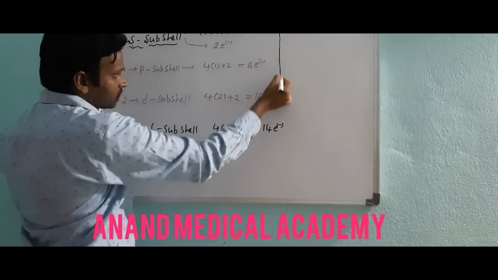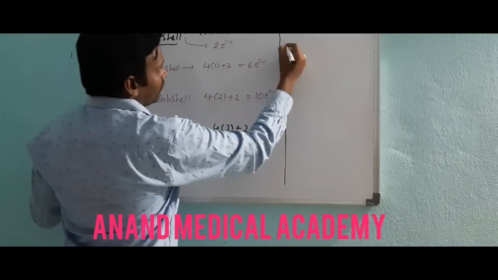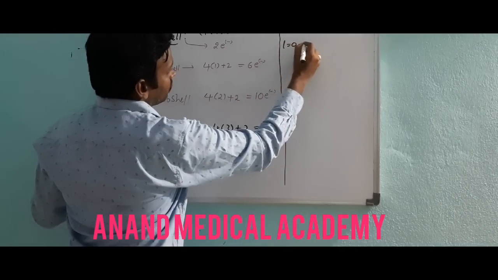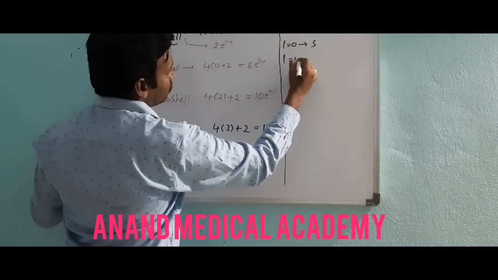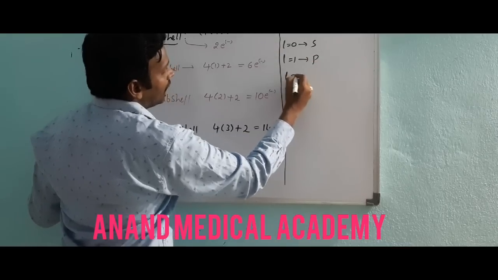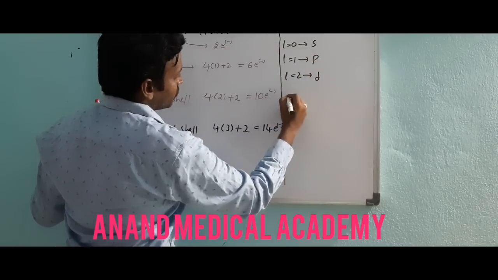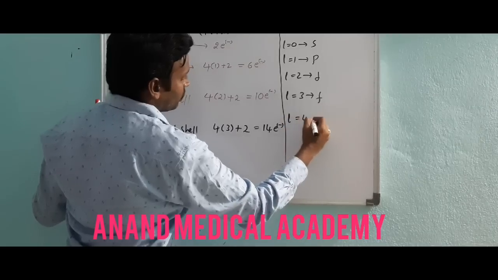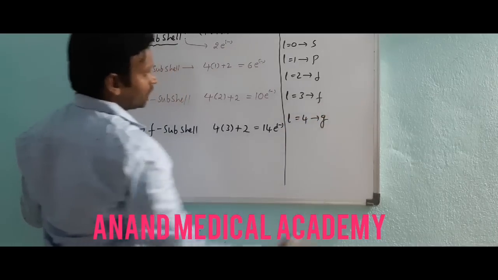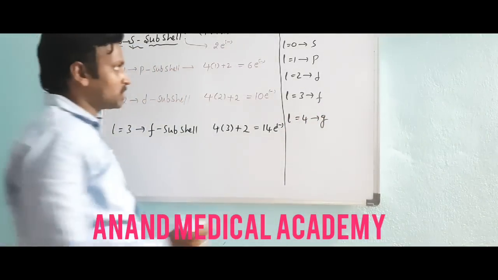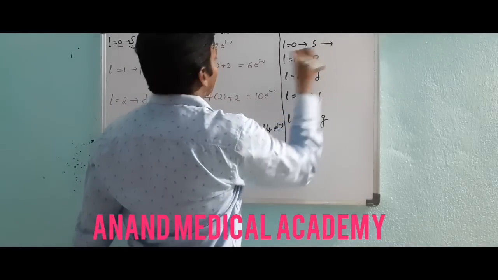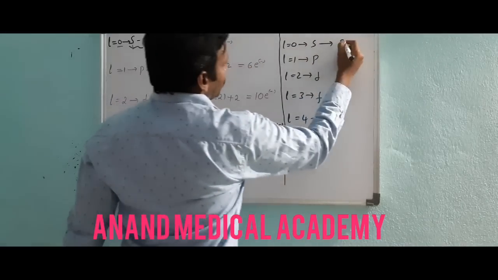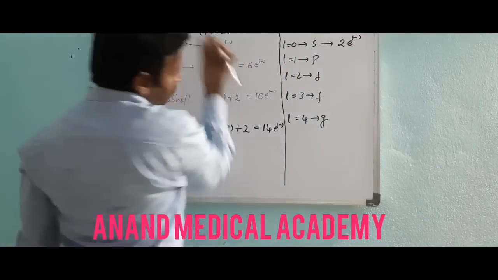Even without this, I can say L is equal to 0 means S subshell. L is equal to 1 means P subshell. L is equal to 2 means D subshell. L is equal to 3 means F subshell. L is equal to 4 means G subshell. So L is equal to 0, S subshell, how many electrons? 2 electrons.